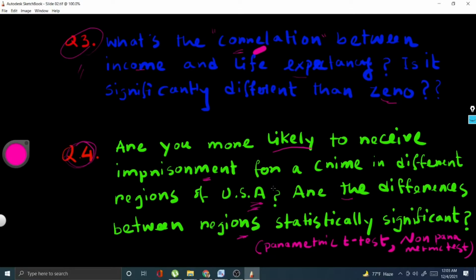For this particular question we try to answer using the t-test. The non-parametric test we will talk about in another video, but today's video is about the t-test, using BlueSky Statistics and the R platform. So let's see how it works.